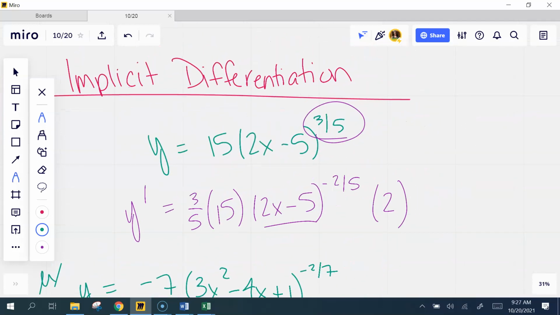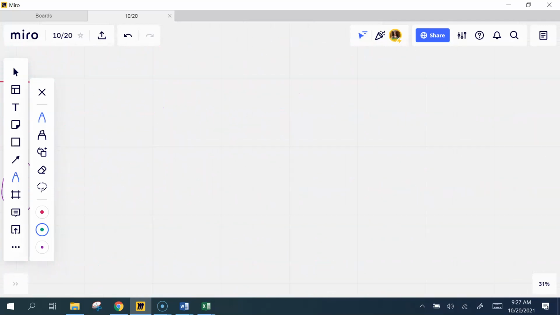Let's talk about implicit differentiation. No, that was just a reminder. If y'all do not shut up. Van? Dylan?